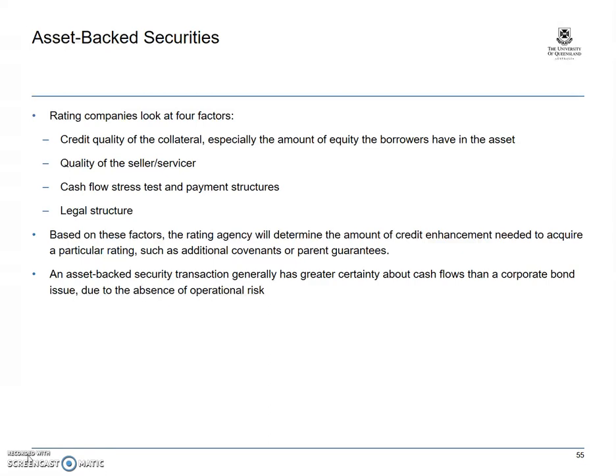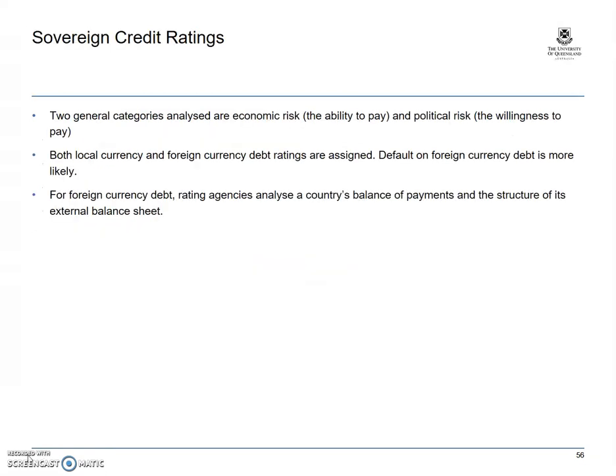An asset-backed security transaction generally has greater certainty over the cash flows than a corporate bond, because we don't have the operating risk of a business. These particular securities are backed by assets which tend to be not operating assets like a particular company. So often they can potentially be lower in risk, but not always.